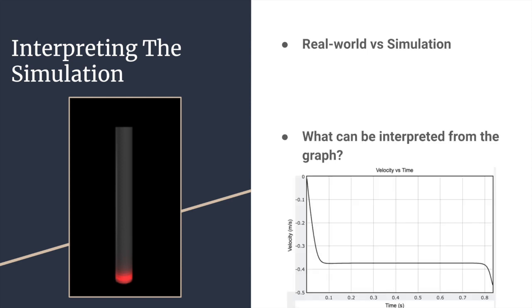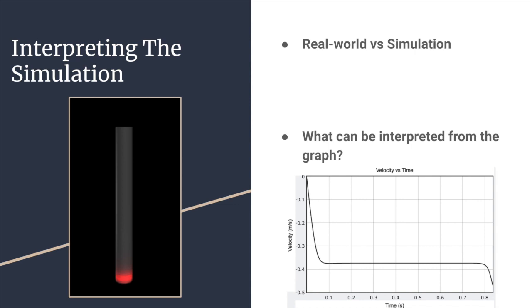So, what can be interpreted from the graph? The velocity versus time graph, as you can see here, shows an increase in magnitude of velocity, and then it kind of plateaus out and then continues to increase in magnitude. That long time in which velocity is the same will represent the terminal velocity.